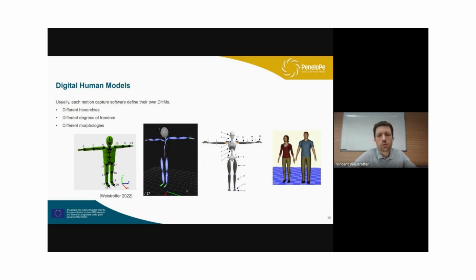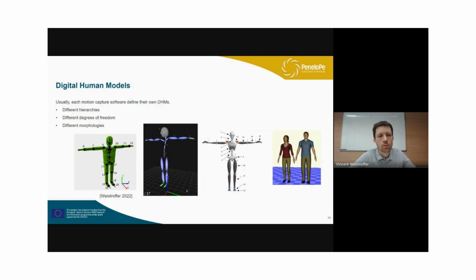To come back to motion capture software, we saw plenty of different motion capture software used to control, to connect, and to stream different motion capture hardware. What is important to understand is that most of the time, each motion capture software will define their own digital human model.